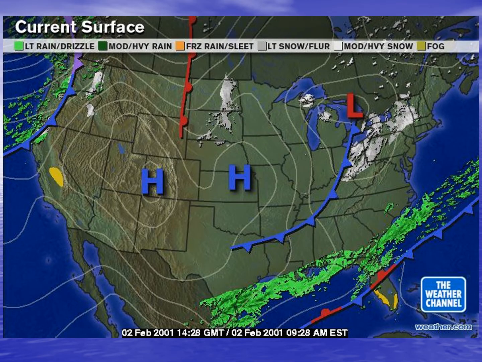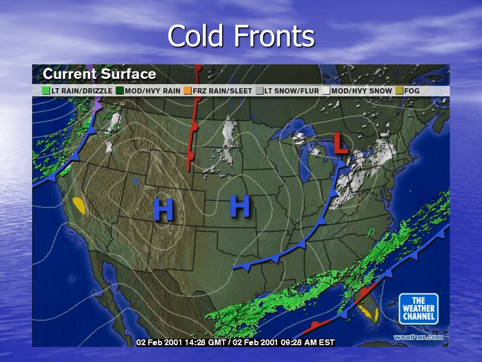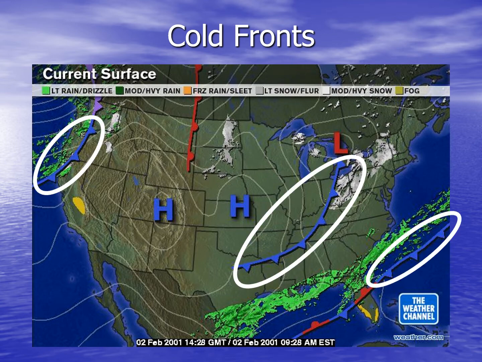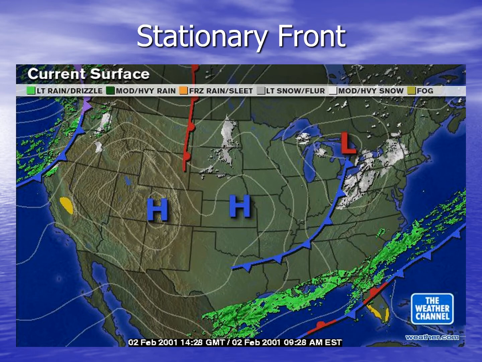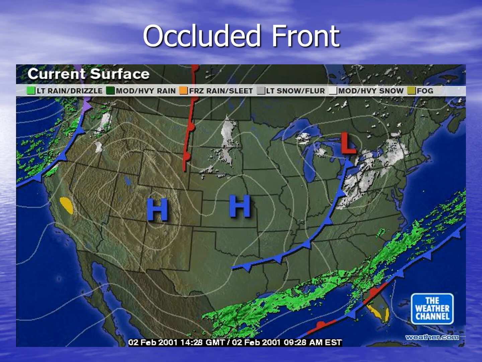In this picture, there are all four fronts we discussed. The hardest one to find will be the occluded front in this picture. Hit pause and see if you can find it. Circled are the cold fronts. Here is the warm front, the stationary front, and finally, up top, half hidden, is the occluded front. Remember, it's purple.